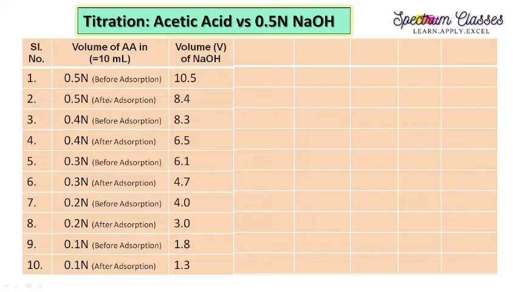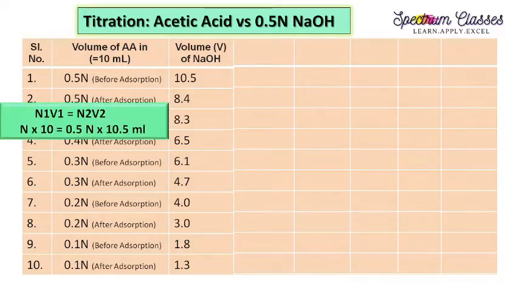So the formula which we are going to use to determine the concentration is here. We are using this formula, N1V1 is equal to N2V2. So normality we need to calculate of what? Of acetic acid, which is before adsorption. So 10 ml we have taken of this acetic acid. 0.5 normal is the concentration of NaOH, and this is the volume consumed of NaOH.